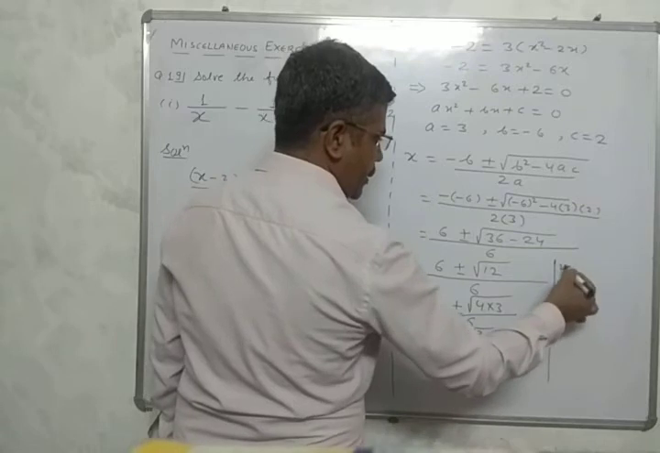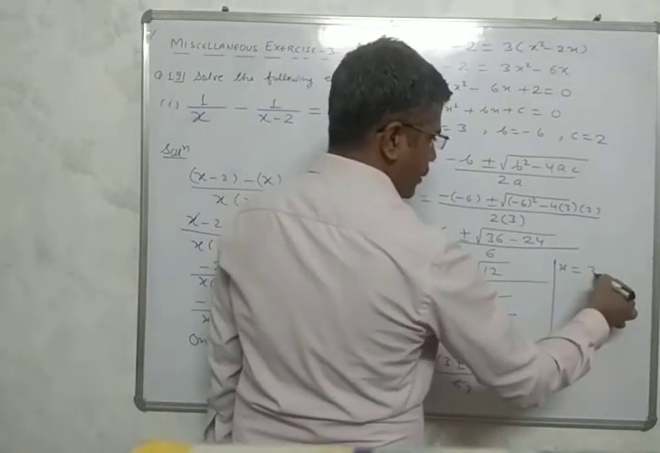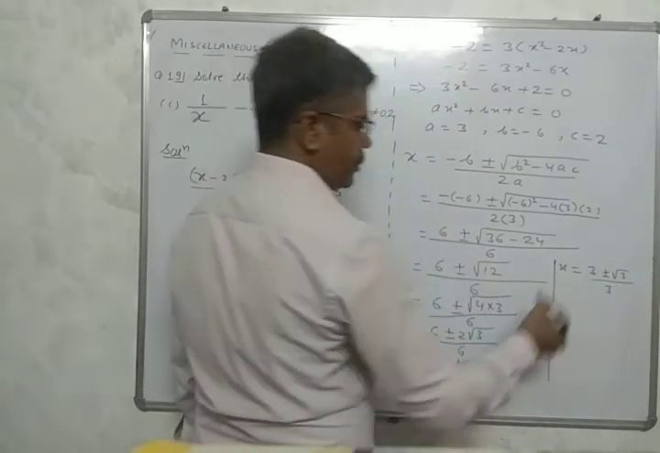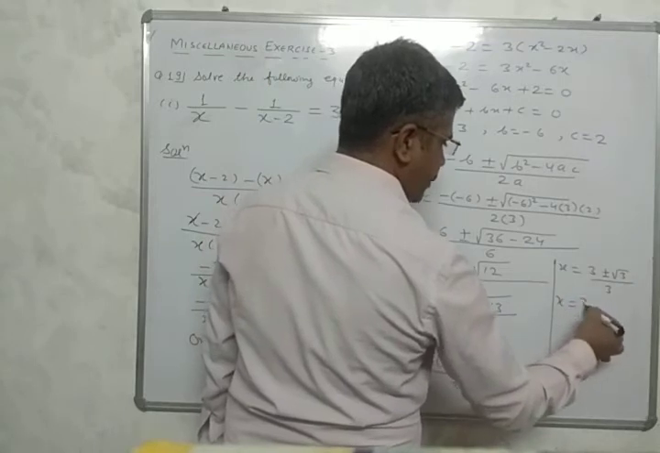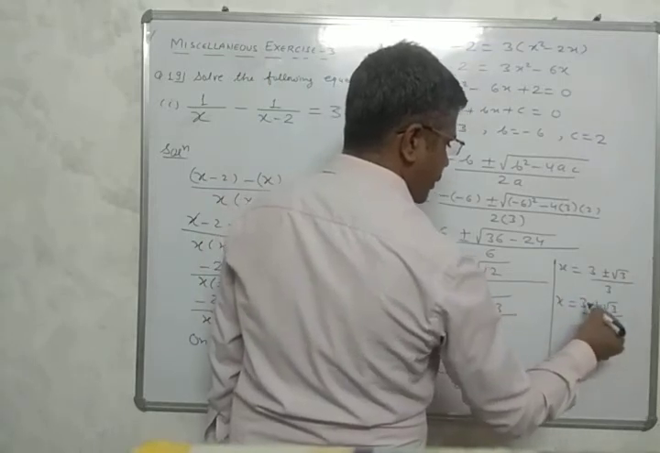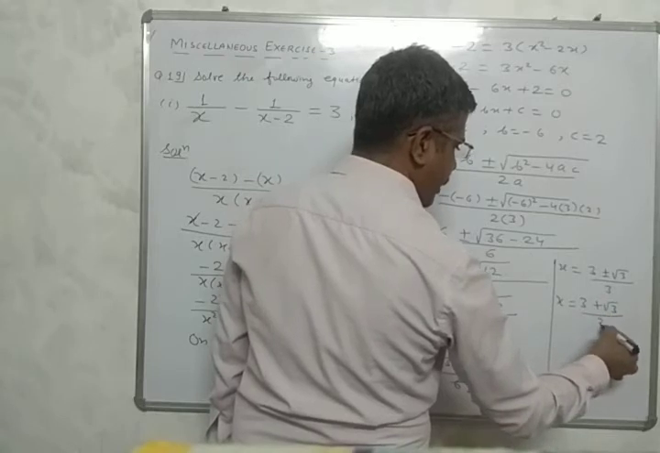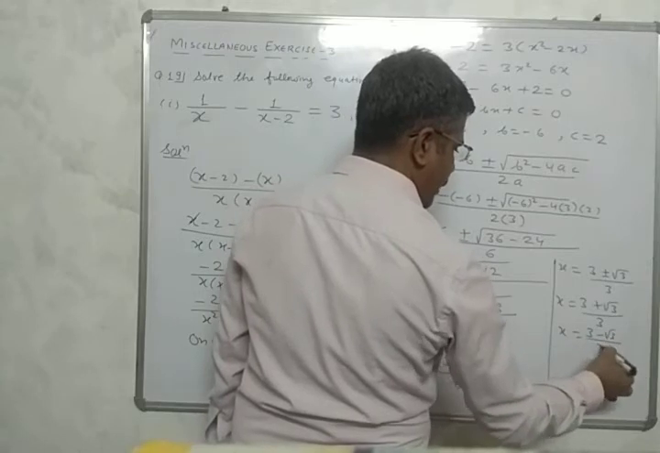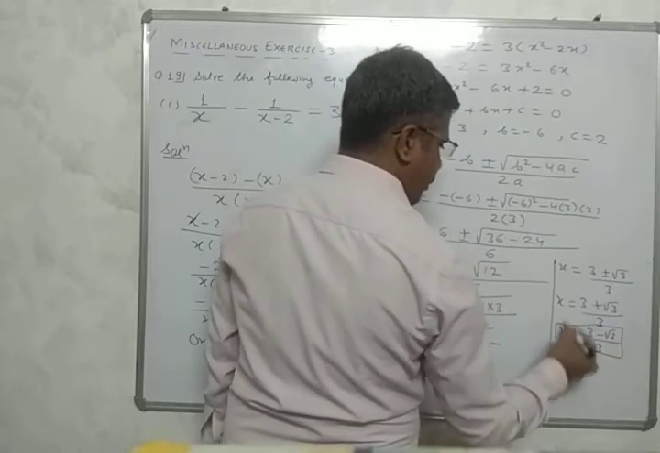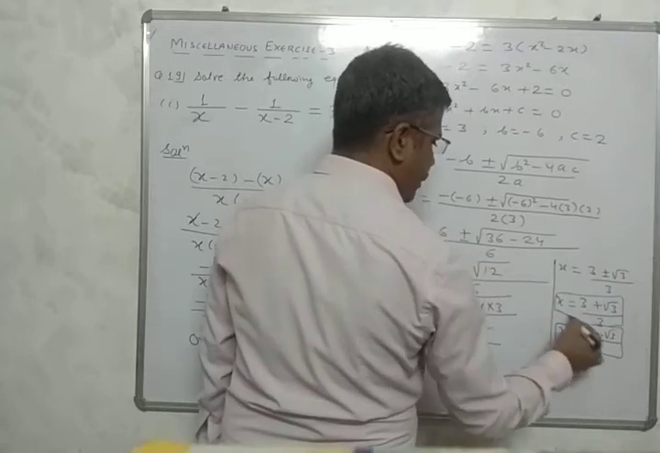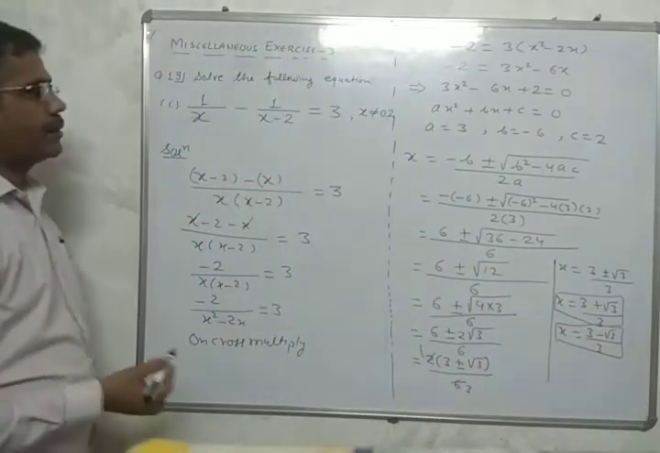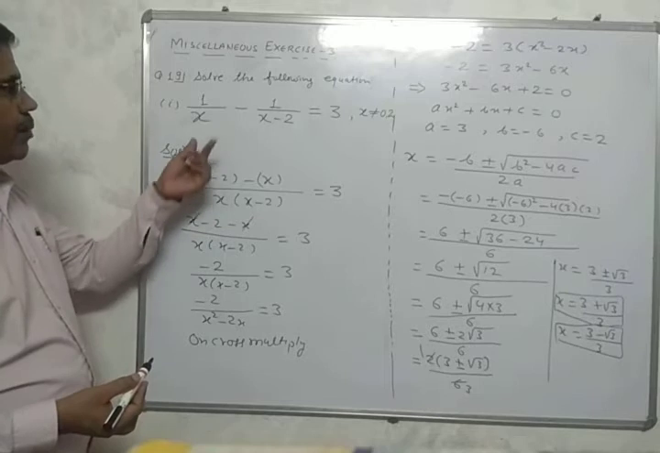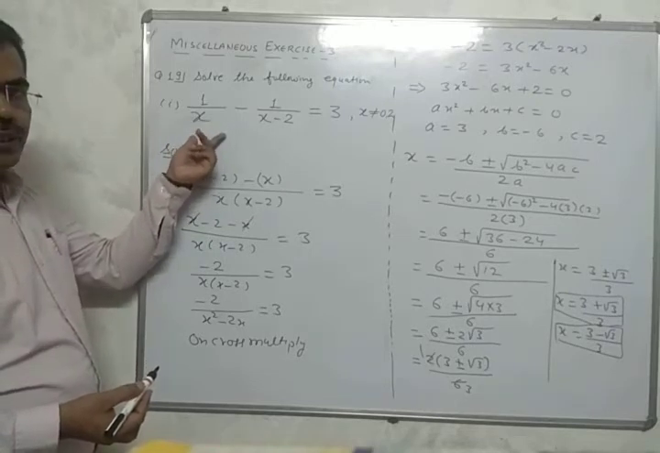We get x equals to 3 plus minus root 3 upon 3. First root of equation is taking positive sign. We get x equals to 3 plus root 3 upon 3, and second root 3 minus root 3 upon 3 taking negative sign. So roots of given equation are 3 plus root 3 upon 3 and x equals to 3 minus root 3 upon 3. Solution of this equation.